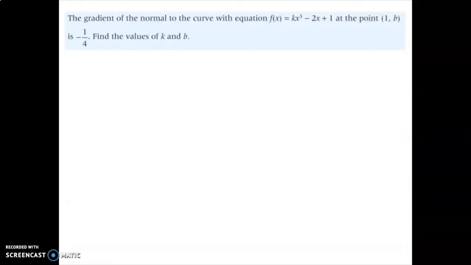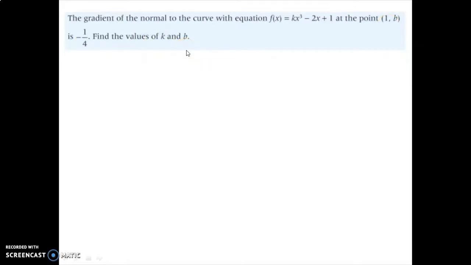It says the gradient of the normal to the curve with the equation f of x equals kx cubed minus 2x plus 1 at the point (1, b) is negative 1/4. So the gradient of the normal is negative 1/4 at this point. Find the values of k and b.